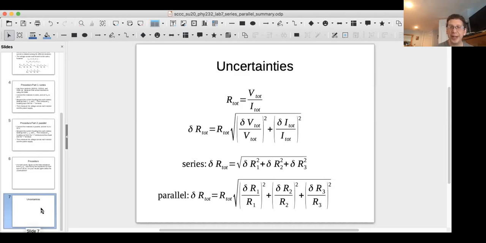For the parallel circuit, it's a little bit different. The uncertainty in R total is equal to your calculated value of R total for the 3 resistors in parallel, multiplied by the square root of your fractional uncertainty in R1 squared, plus your fractional uncertainty in R2 squared, plus your fractional uncertainty in R3 squared.